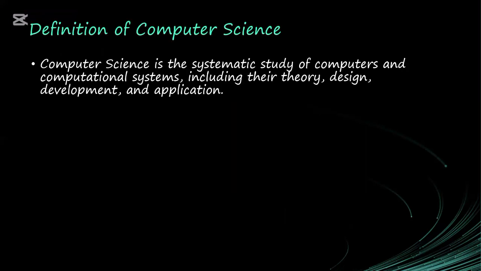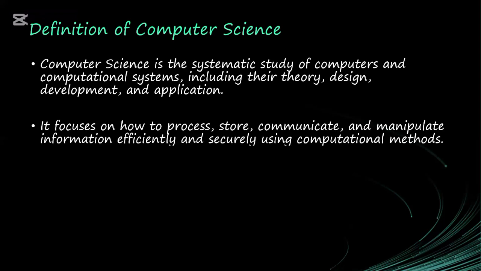So now let's have a better look at the definition of computer science. Computer science is the systematic study of computers and computational systems, including the theory, the design, the development, and application. So in computer science, we are systematically studying computers. We are understanding computational systems, and this includes the theory, the design, development and applications of these systems. It focuses on how to process, store, communicate, and manipulate information efficiently and securely using computational methods. It's just so broad.